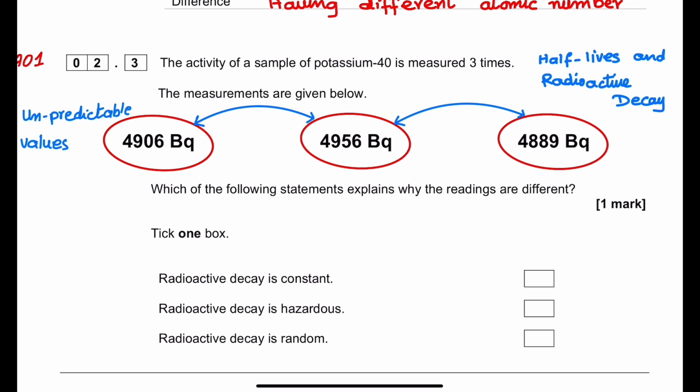The reason behind it is that every time you can't predict how many radiations will be emitted or what is the count rate per second. So the correct option is that the radioactive decay is a random process.